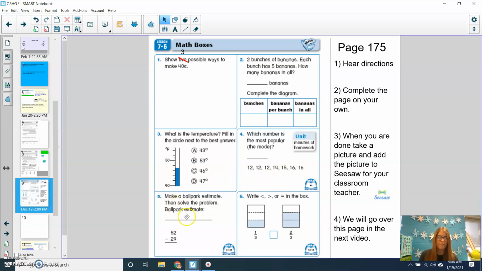For question 5, first make a ballpark estimate and then subtract to find the actual answer. And then for question 6, you need to decide either less than, greater than, or equal to which of these 2 fractions has more.